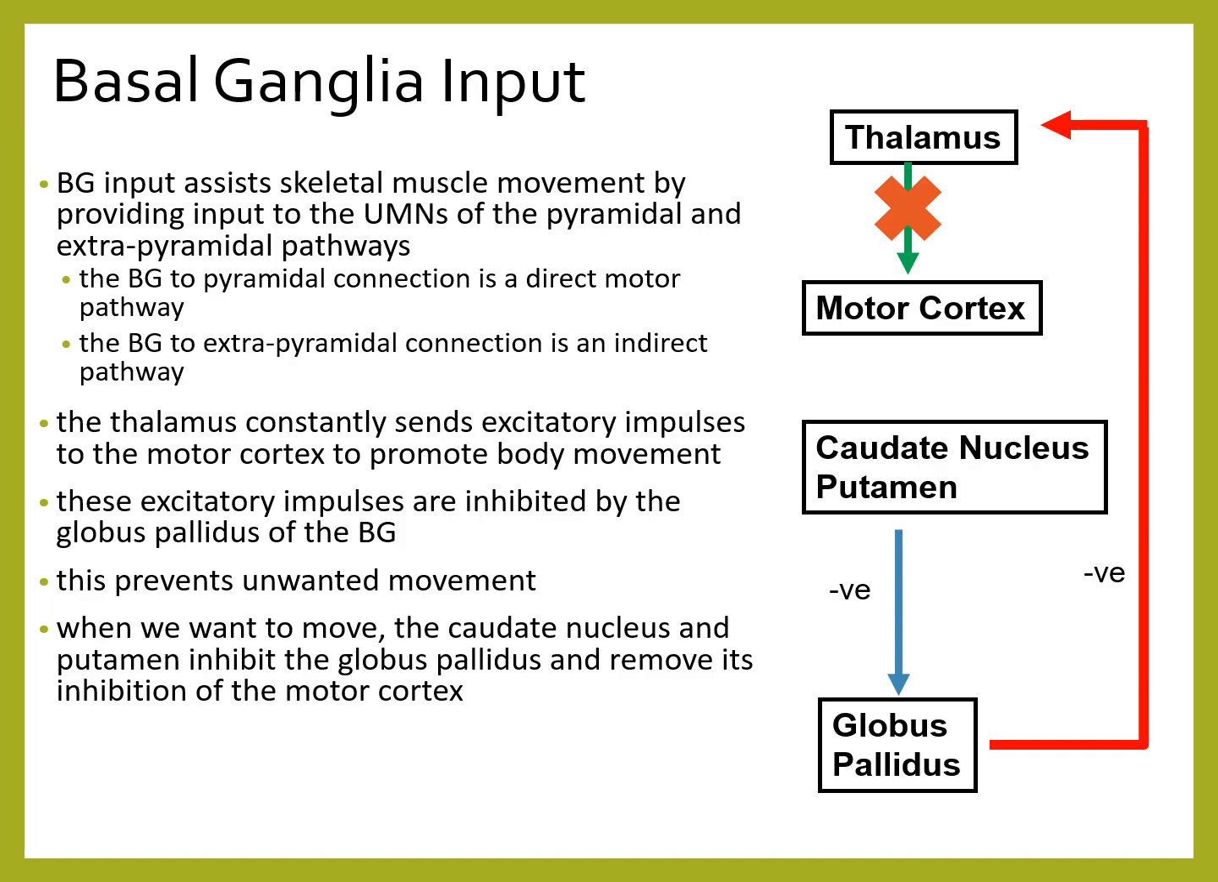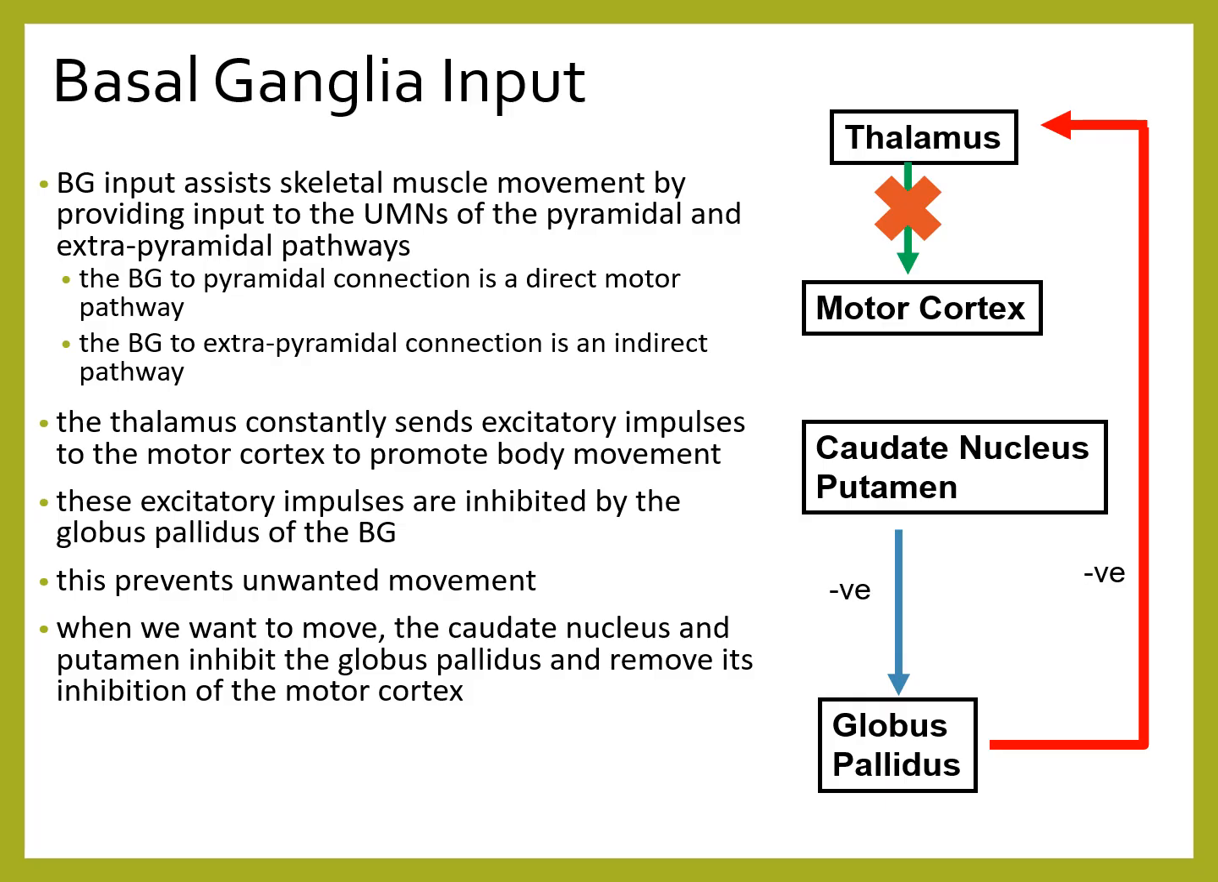So I've diagrammed over here what happens. It starts off with the thalamus. The thalamus is constantly sending excitatory impulses to our motor cortex to promote body movement via the upper motor neuron, lower motor neuron connection. These excitatory impulses have to be inhibited by the basal ganglia if we want to prevent unwanted movement. Specifically, there is an area of the globus pallidus that will negatively influence the thalamus. So it shuts off these excitatory impulses to the motor cortex. And as I said, we eliminate any unwanted movement.